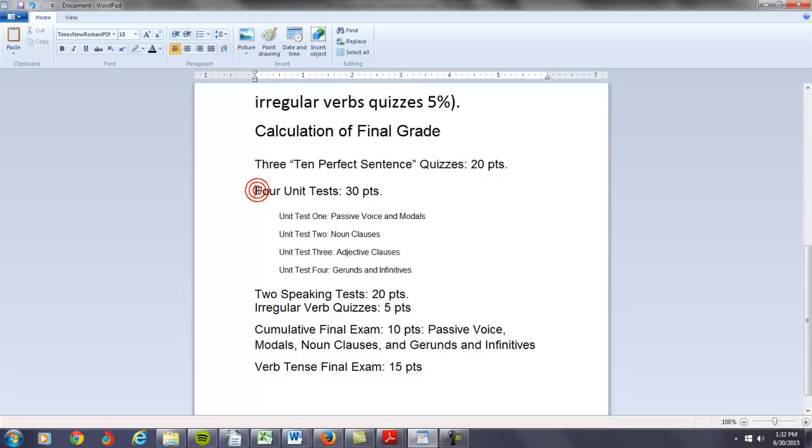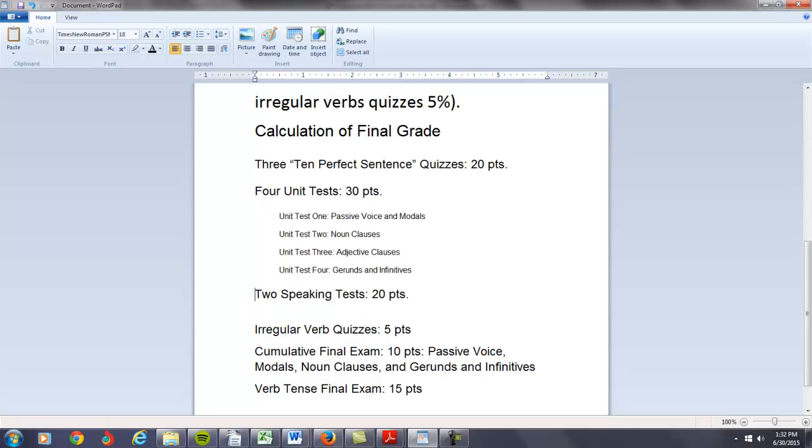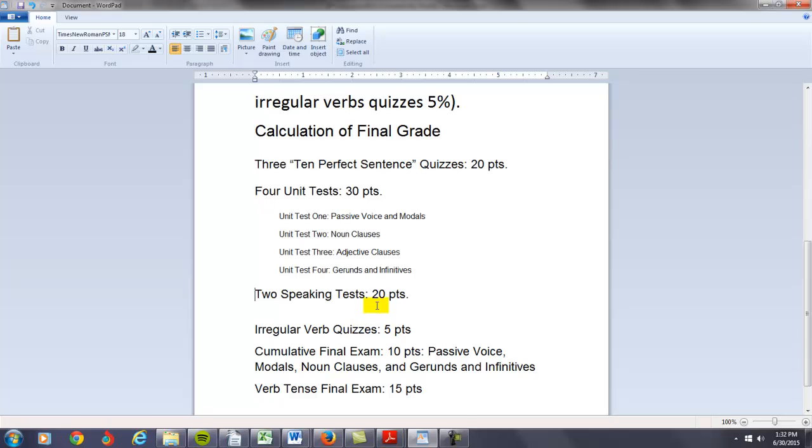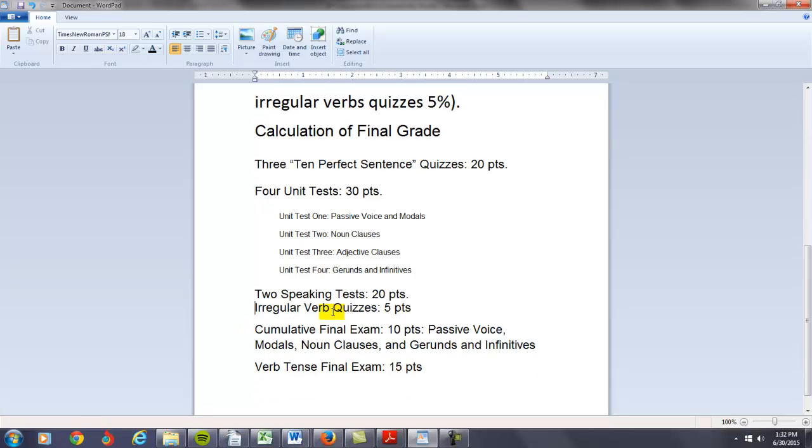Then you have 4 unit tests. The 4 unit tests can focus around Unit Test 1, passive voice and modals, Unit Test 2, noun clauses, Unit Test 3, adjective clauses, Unit Test 4, gerunds and infinitives. And then you can have the 2 speaking tests. These are 20 points or 10 points apiece. This is a pretty big part of the class where they actually have to speak, record their voice, and then send it to you. Then you have the irregular verb quizzes, not worth very much at all, 5 points.